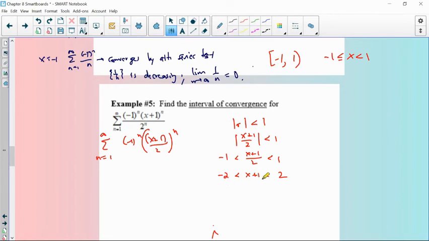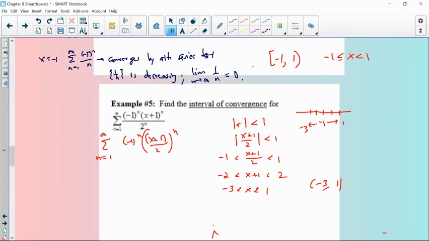So we're going to subtract 1. So it becomes -3 is less than x, which is less than 1. So again, it's centered at -1 with a radius of 2. So from a graphing point of view, here's -1. A radius of 2 means going 2 in this direction, I would be up to 1, and going 2 in this direction, I'd be down to -3, which is what I have in the inequality. So I at least know it's between -3 and 1. So now I need to check the endpoints.